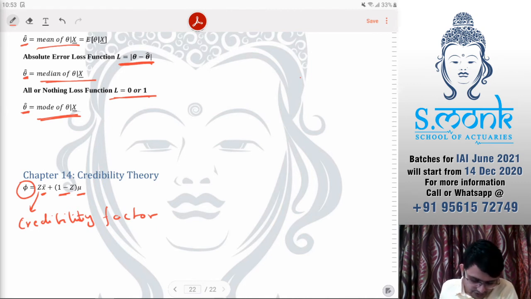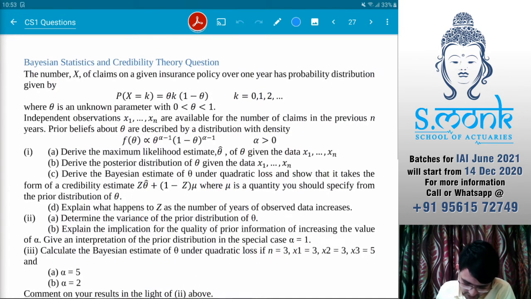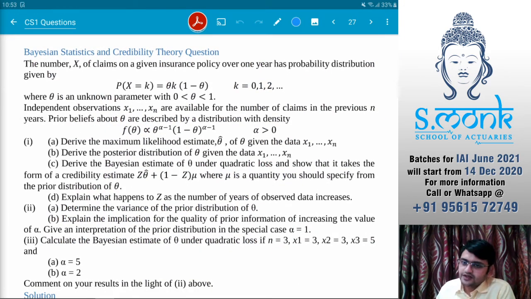So we'll see some questions. Bayesian statistics and credibility theory question. Now here, the number X of claims on a given insurance policy over 1 year has this probability distribution. Okay. I think I have written it incorrectly. It should be theta raised to k times 1 minus theta. Similar to the geometric distribution, it's slightly different. But it should be theta raised to k, where theta is the unknown parameter between 0 and 1.